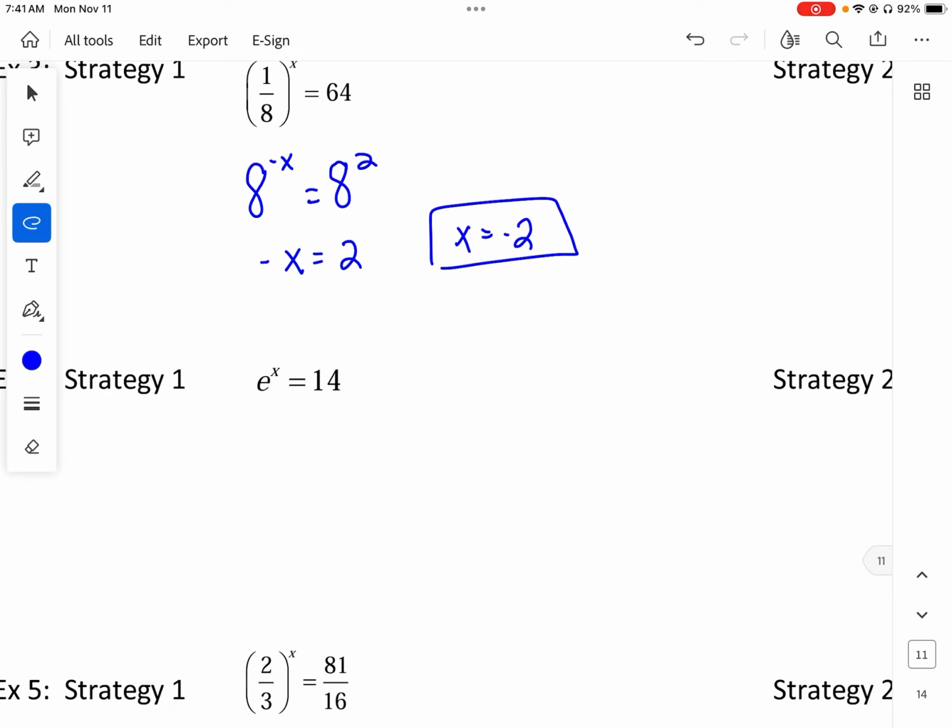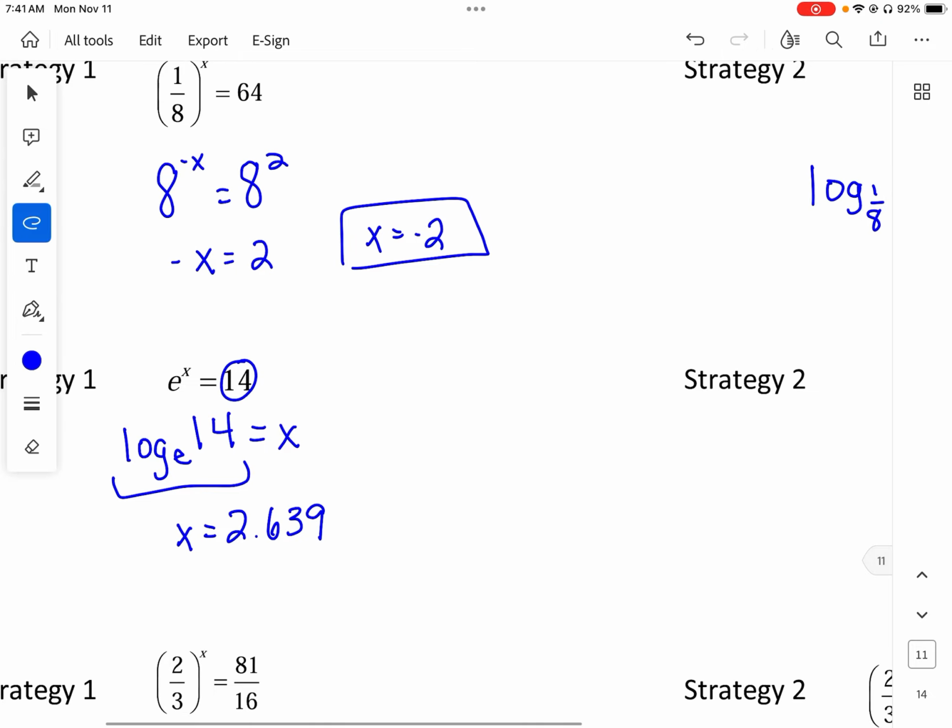So e raised to the x equals 14. So e raised to the x is really ln, or log base e of 14 equals x. There is no way to change 14 to an e to some power, so we can't do it that way. So we have to go ahead and do this strategy. When put into the calculator, this is 2.639. We're going to go to 3 decimal places.